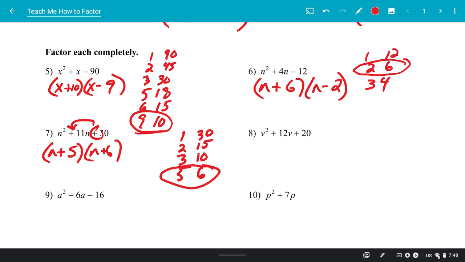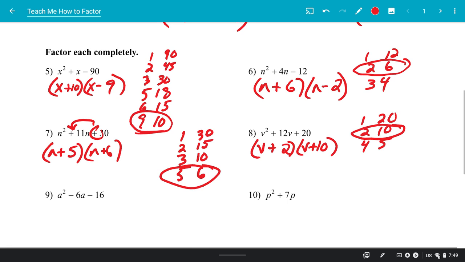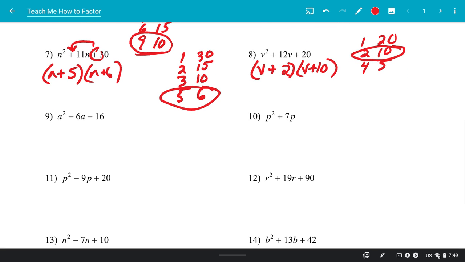Number 8. No GCF, no leading coefficient, so split in signs. Put a variable in each. Signs are the same, both positive. Factors of 20. 1 and 20. 2 and 10. 3 doesn't go in. 4 and 5. Which of those come together to get me a 12? 2 and 10. Oh, rocking and rolling now.